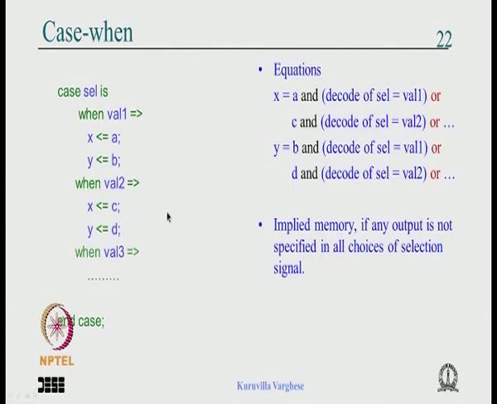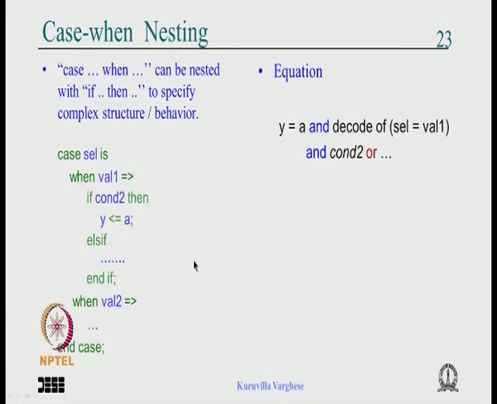We have seen an example. Suppose for value 1, value 2, we have A and B specified, then the equation is X is A and decode of value 1, or say C and decode of value 2, and it goes like that. And if you miss anything, suppose you fail to specify X here, then for that value it is an implied latch, there will be a feedback. So you need to take care, same as in if. You could mix case with if for a complex kind of structure.